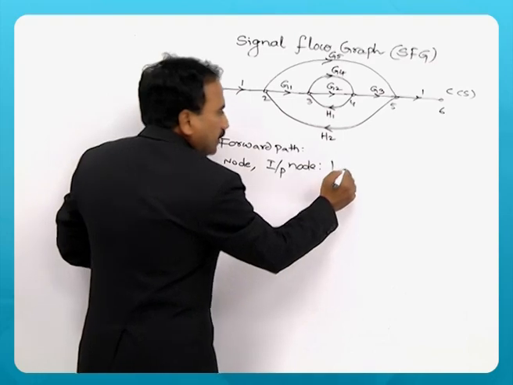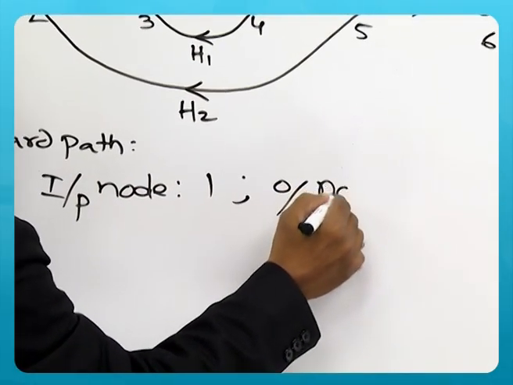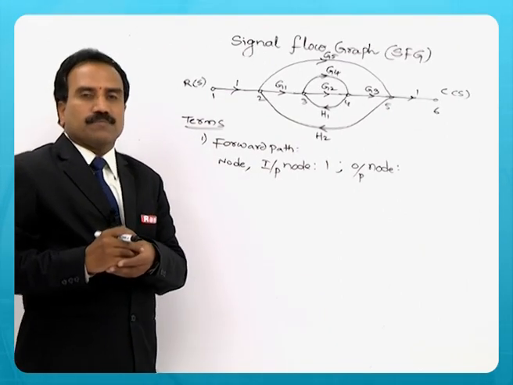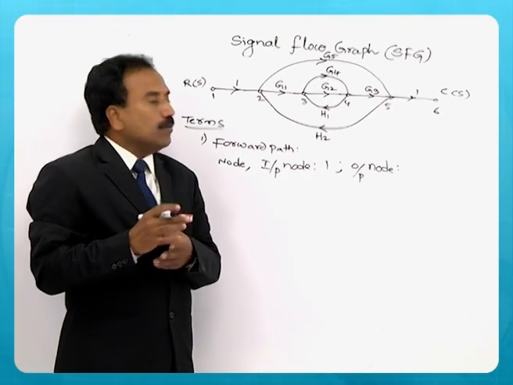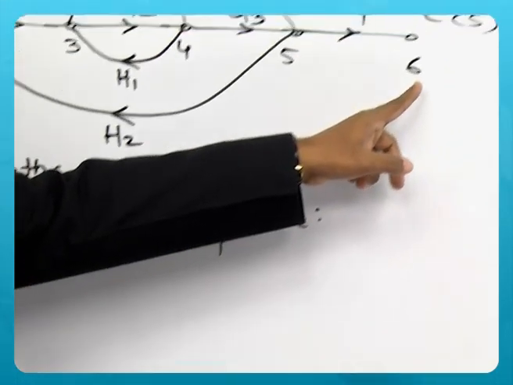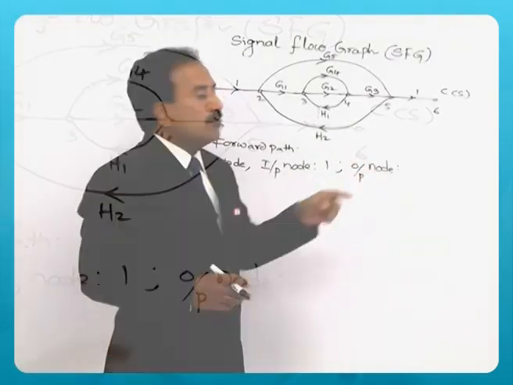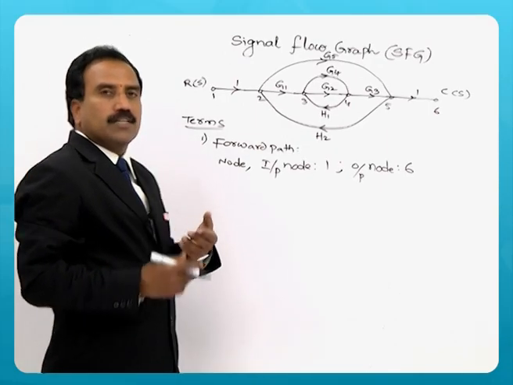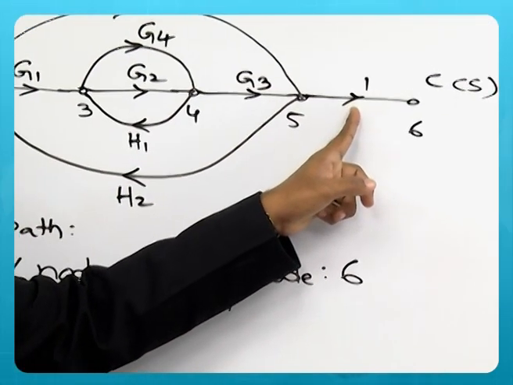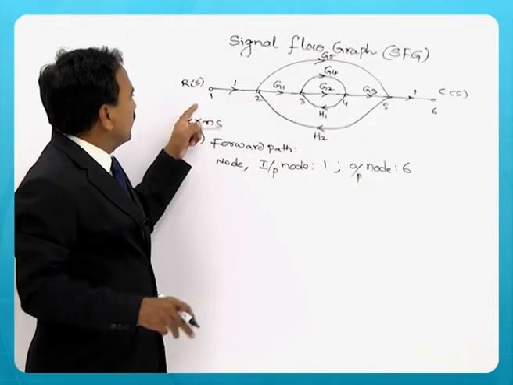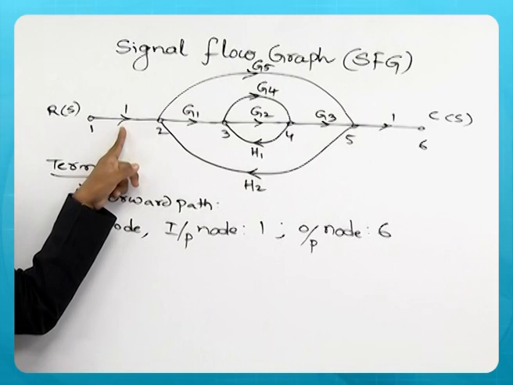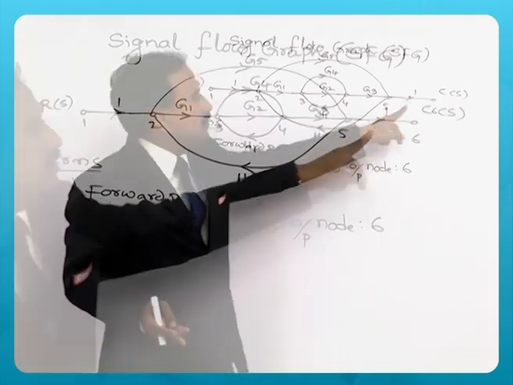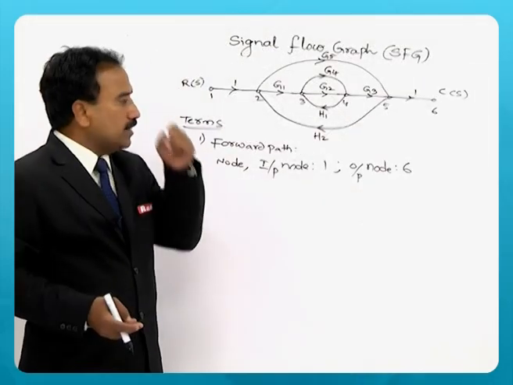Now next we need to define output node. Output node means it has only incoming branches. You can see here 6 is the node, it has only incoming branch. So output node is 6. How do we know that it is an incoming branch? Because the signal is entering into the node 6, whereas here the signal arrow is indicated out of 1. That's why it has outgoing branch and this has incoming branch. So output node is 6.